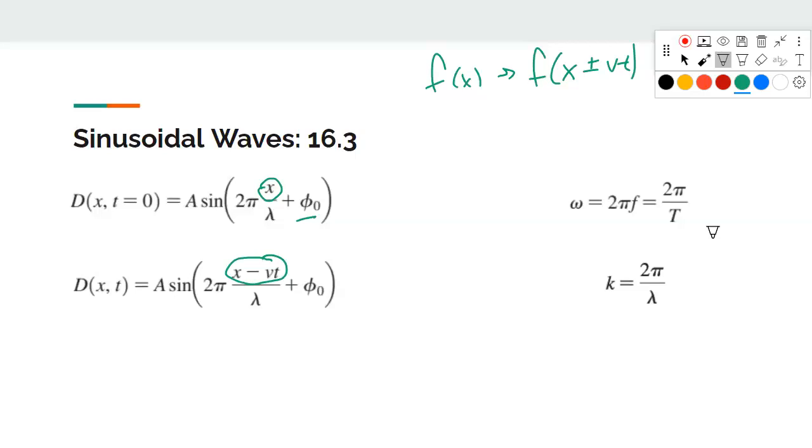And then yet again, to make our lives easier, we don't want to write 2 pi every 5 seconds. So we create these new variables. So we've already seen omega. This is the angular frequency that we saw for oscillators. And then our new thing is this k, which is called the wave number.